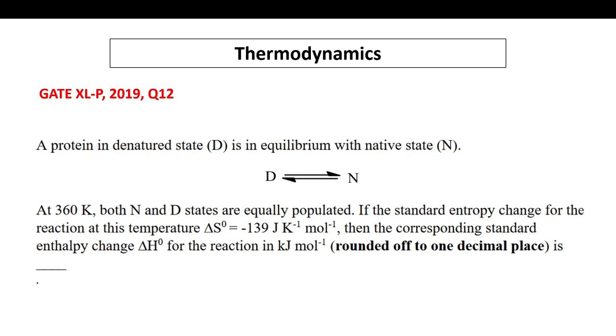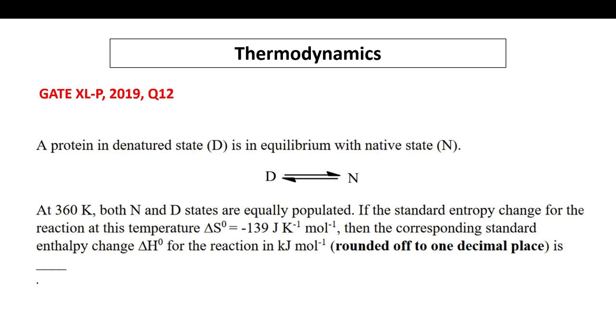The question states that a protein in denatured state D is in equilibrium with native state N. So at 360 Kelvin, both N and D states are equally populated. If the standard entropy change for the reaction at this temperature, delta S naught, is equal to minus 139 joule Kelvin inverse mole inverse, then the corresponding standard enthalpy change, delta H naught, for the reaction in kilojoule per mole.